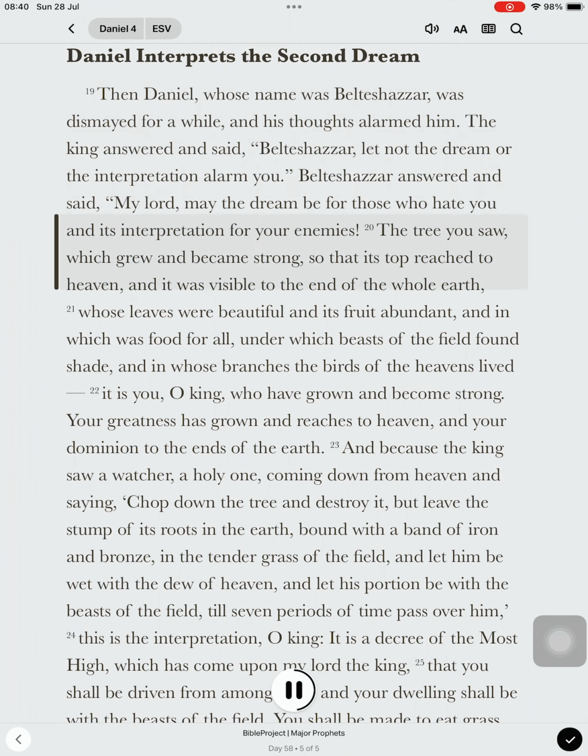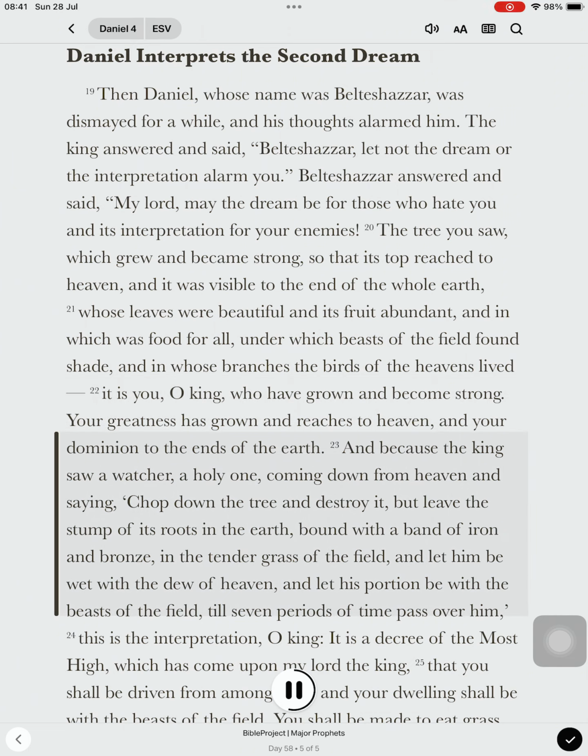Belteshazzar answered and said, My lord, may the dream be for those who hate you, and its interpretation for your enemies. The tree you saw, which grew and became strong, so that its top reached to heaven, and it was visible to the end of the whole earth, whose leaves were beautiful, and its fruit abundant, and in which was food for all, under which beasts of the field found shade, and in whose branches the birds of the heavens lived. It is you, O king, who have grown and become strong. Your greatness has grown and reaches to heaven, and your dominion to the ends of the earth.